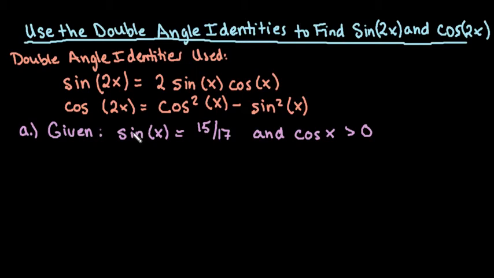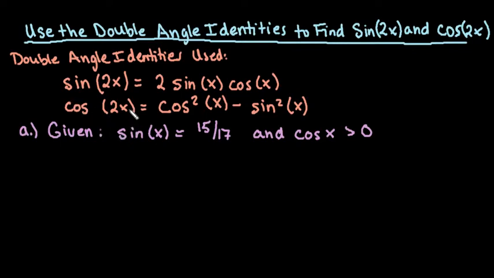Hi, for this video what I want to do is show you how to use the double angle identities to find sine of 2x and cosine of 2x. So the two double angle identities that I'm going to use in this video are sine of 2x equals 2 sine of x times cosine of x, and cosine 2x is equal to cosine squared x minus sine squared x.